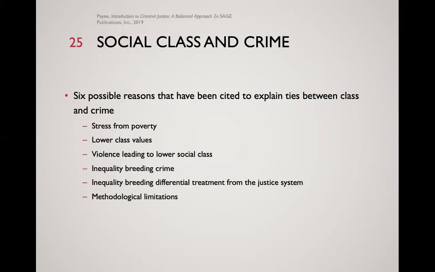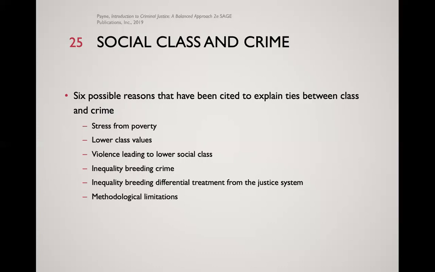So social class and crime, okay? Obviously different social classes commit different crimes. Different social classes are found guilty of certain crimes at different rates, right? We can get into all of that. We can get into the different crimes, but there are 6 possible reasons that have been cited to explain ties between class and crime. There's stress from poverty, okay? Lower class values, violence leading to lower social class, the inequality breeding crime, the inequality breeding differential treatment from the justice system, and then methodological limitations.